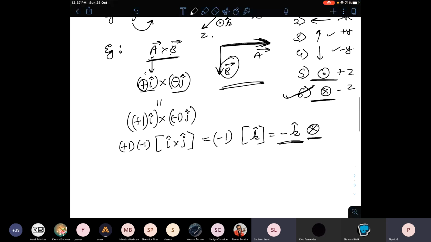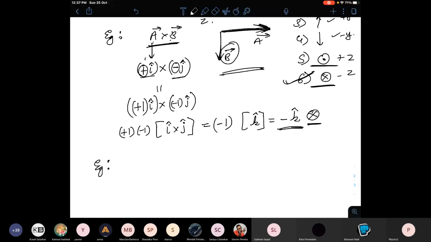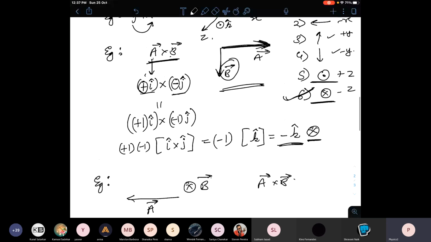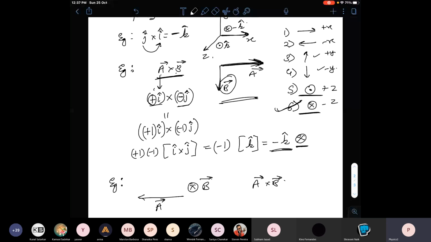So again, let's see another example so that I can check whether you know or not. What should be the direction of A cross B out of these 6 options only again? The same 6 options are there. You have to find A cross B for the new example, this one.